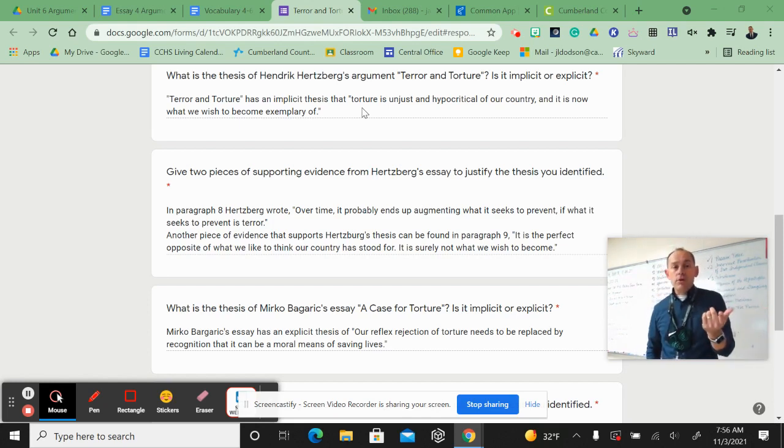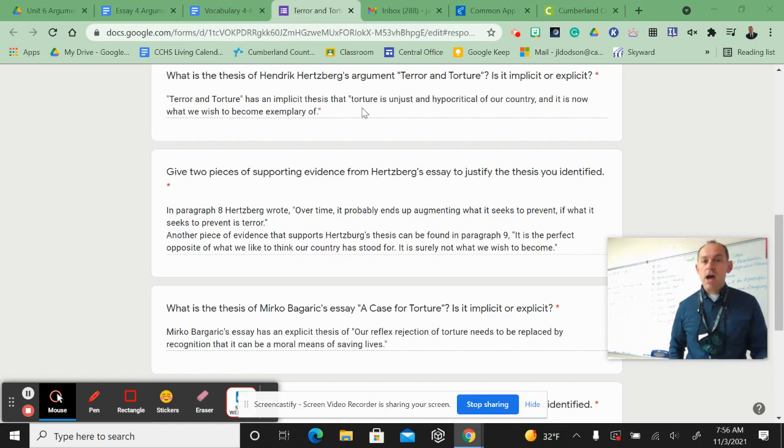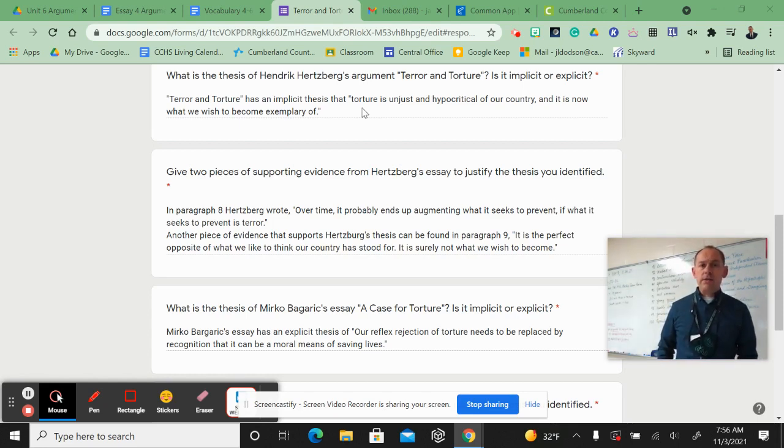Now, the next question says, give 2 pieces of supporting evidence from his essay to justify the thesis you identified. Here's a couple of ways you could have done that. In paragraph 8, Hertzberg wrote, over time, it probably ends up augmenting what it seeks to prevent, if what it seeks to prevent is terror. And the second piece would be paragraph 9. It is the perfect opposite of what we like to think our country has stood for. It is surely not what we wish to become.